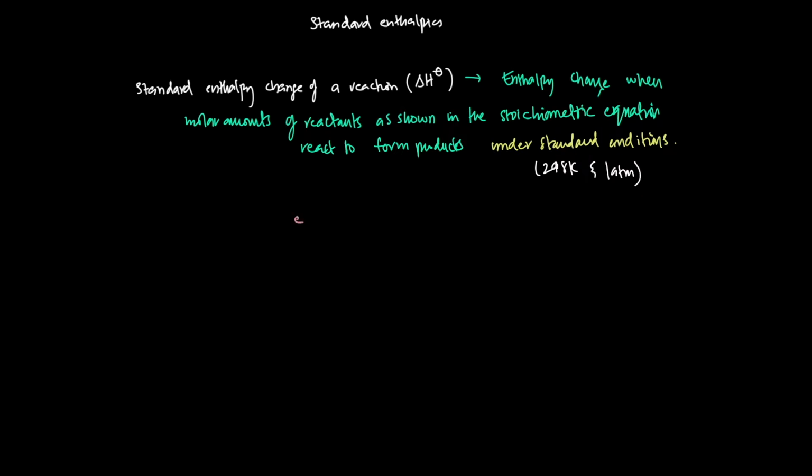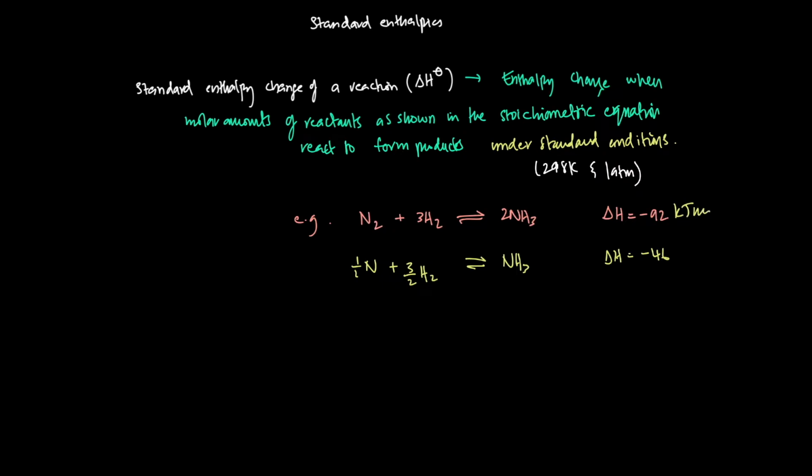Let's take an example. Let's say I have the equation nitrogen and hydrogen react to form ammonia, right? You guys are familiar with this, the Haber process. The delta H for this reaction is minus 92. Now, what if I wrote 1 mole of ammonia here? Then it would be negative 46. Kilojoules per mole.